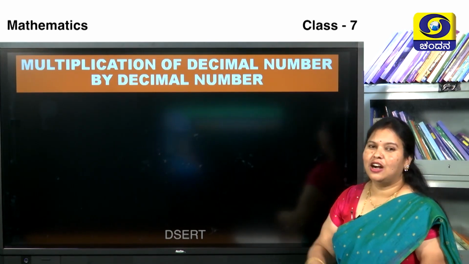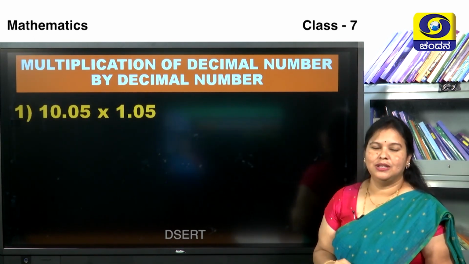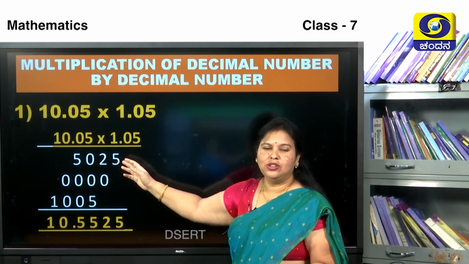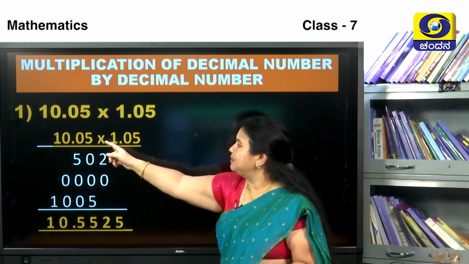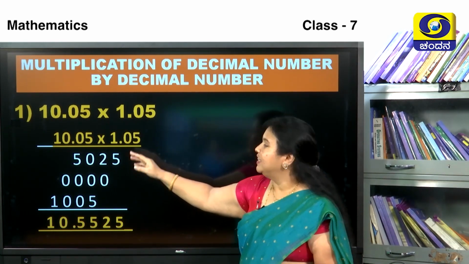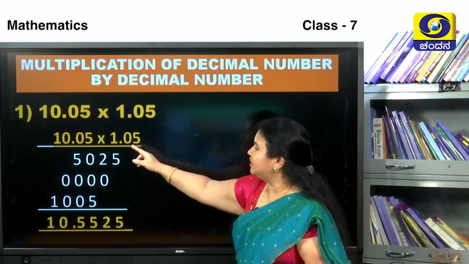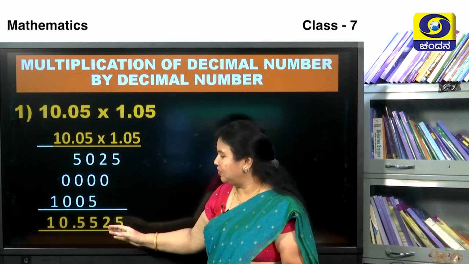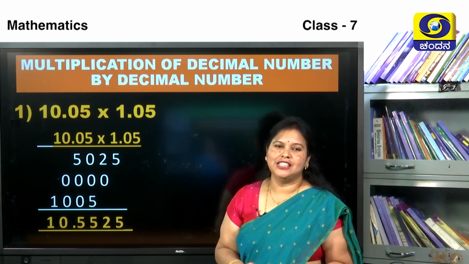Now, we will understand how to multiply a decimal number by a decimal number. We will take one example, 10.05 into 1.05. In this example also, you have to ignore the decimal point and multiply as usual. So, by multiplying with 5, in the first row we got 5025. In the second row, by multiplying with 0, we get zeros only. In the third row, by multiplying with 1, we get 1005. By adding all these, we get 1,05,525. So, where do you have to place the decimal point?